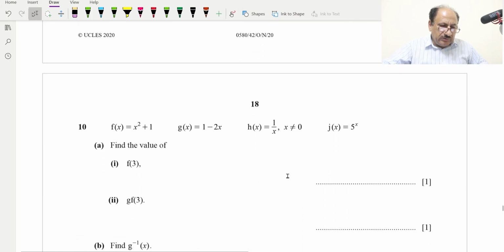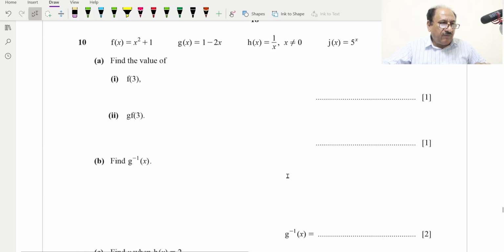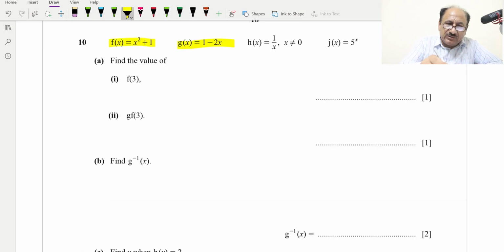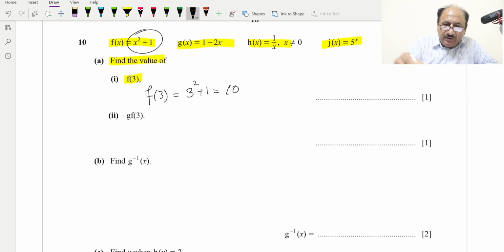Now question number 10. This is a functions question, and functions are an easier section, so we'll quickly cover this. F of 3 we'll have to just replace. F of x is given, g of x is given, h of x is given, and j of x is also given. Find the value of f of 3. So f of 3 we will replace in this one, and this will be equal to 3 squared plus 1, which is equal to 9 plus 1, which is 10. So answer will be 10, 1 mark question.